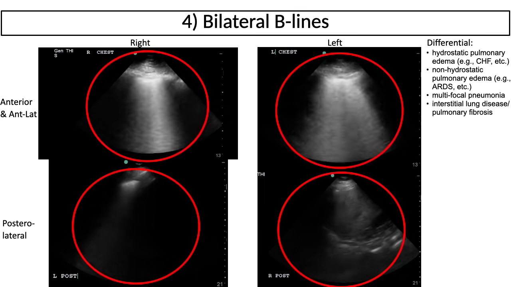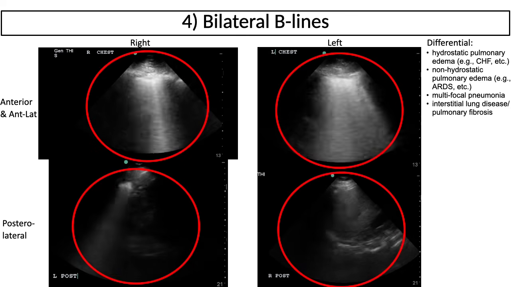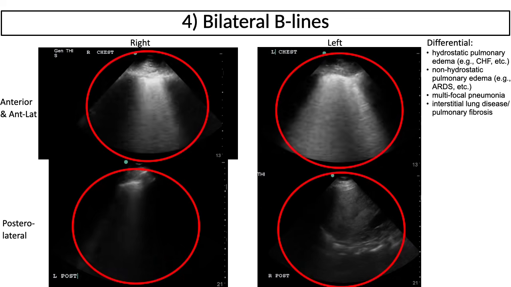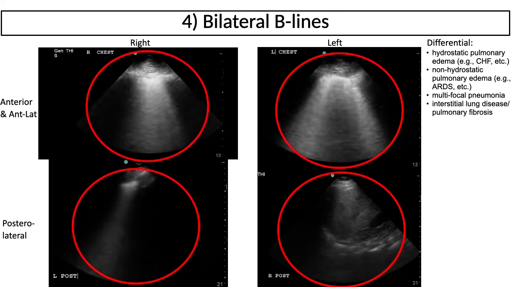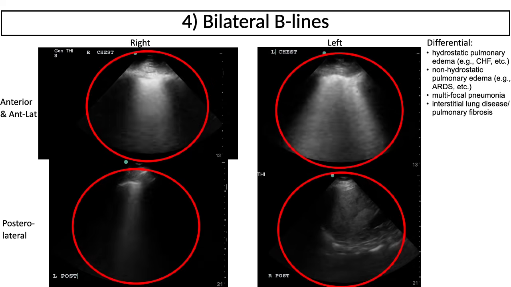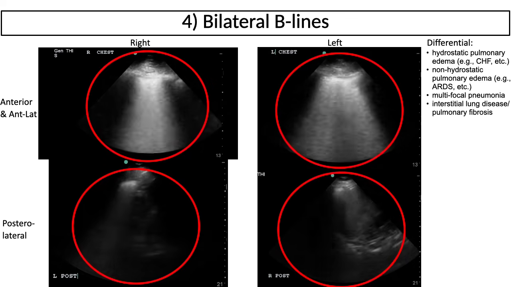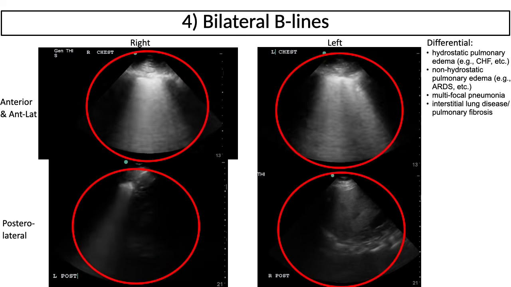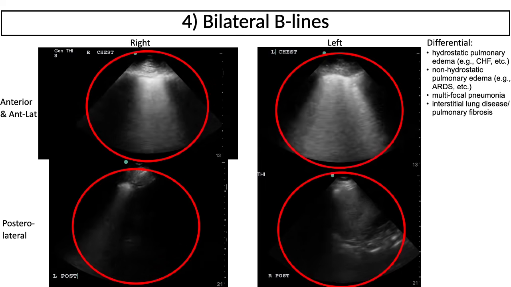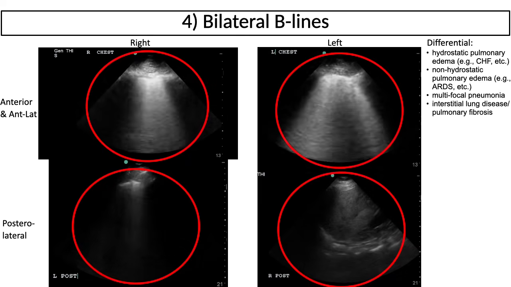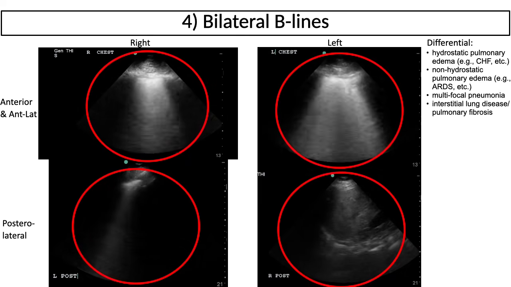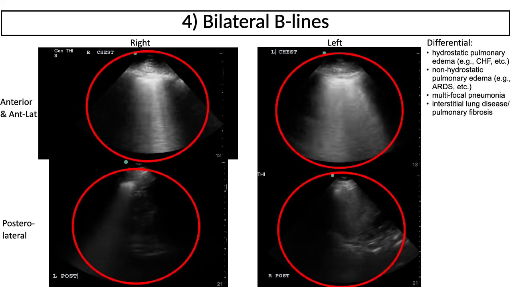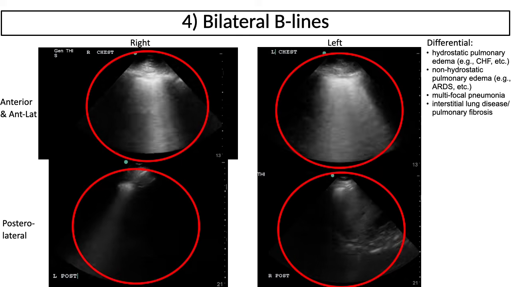Bilateral B-lines narrow the differential diagnosis primarily to the following conditions: hydrostatic pulmonary edemas, including congestive heart failure, negative pressure pulmonary edema, and/or transfusion-associated circulatory overload. Non-hydrostatic pulmonary edemas like acute respiratory distress syndrome, transfusion-associated lung injury, and/or preeclampsia. Multifocal pneumonias, including COVID pneumonia, and interstitial lung diseases / pulmonary fibrosis.